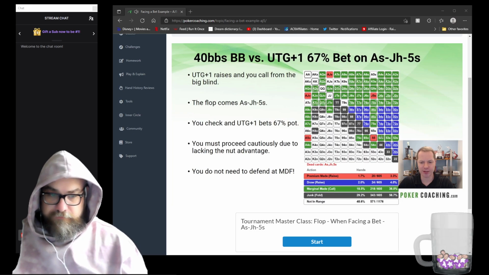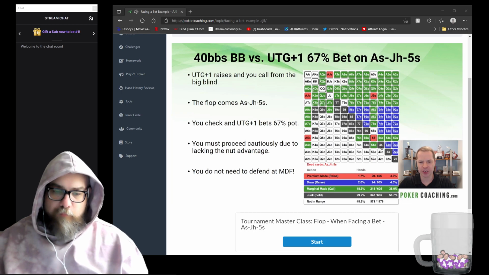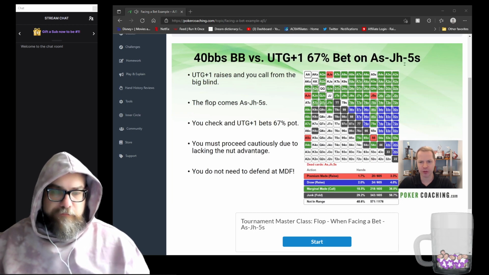Also notice the draws I'm raising with here, some of these down here are very junky. We have 4-3 backdoor flush draw as well, so that's a gut shot and a backdoor flush draw. I don't think it's mandatory that you raise this hand, but I certainly think it's a pretty strong play.